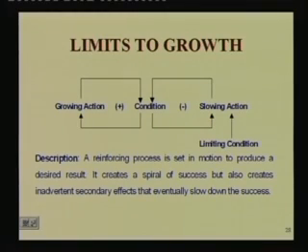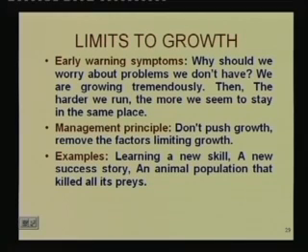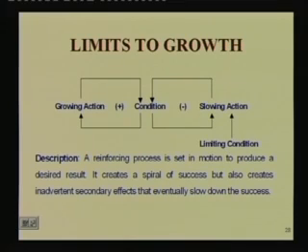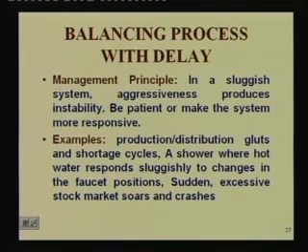That means the negative loop will start, and these limiting conditions will ultimately tell whether the present situation is sustainable or not. Alright. So, examples: learning a new skill, a new success story, an animal population that killed all its prey. Alright. So, a time will come when your growth will be arrested, and you cannot have that kind of a positive situation where you have a growing action all the time. The management principle that must be learned from here: in a sluggish system, aggressiveness produces instability.